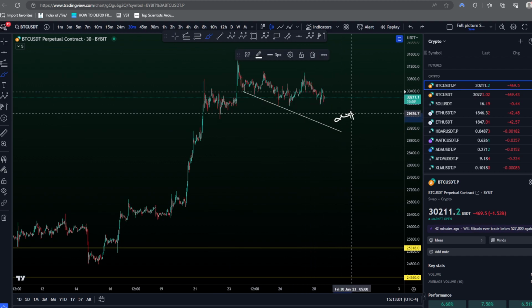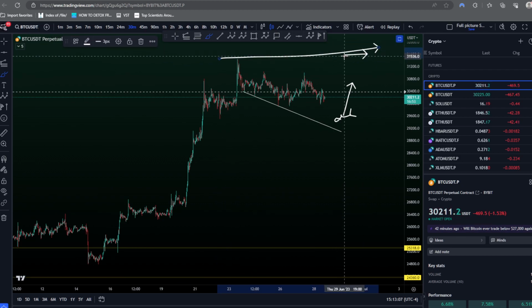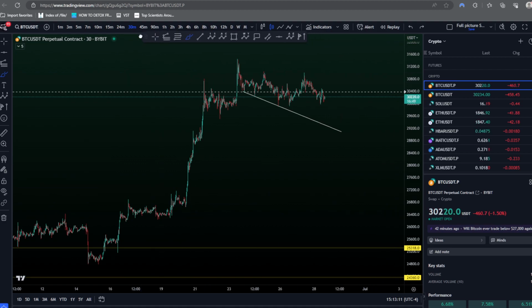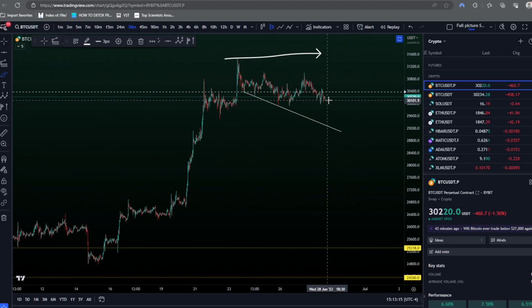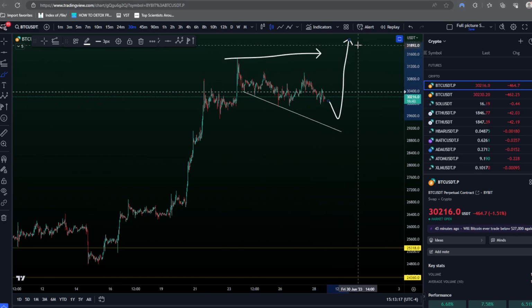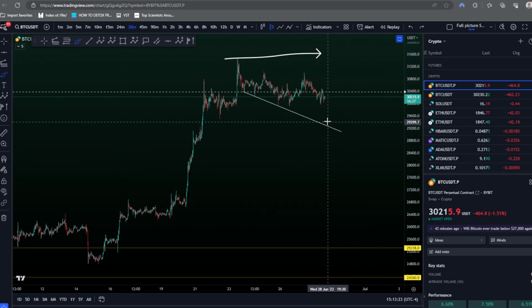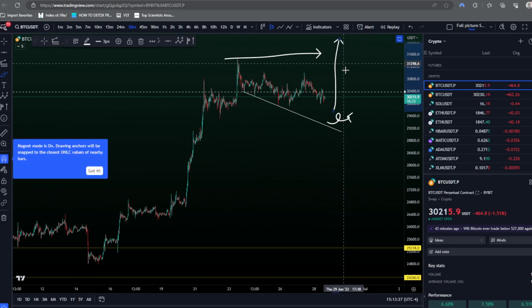And I'm really looking for it to come back up along here and take out this high, and then have some type of bigger correction. But I think it's very tradable right here, if you want to get that $2,000 pump.